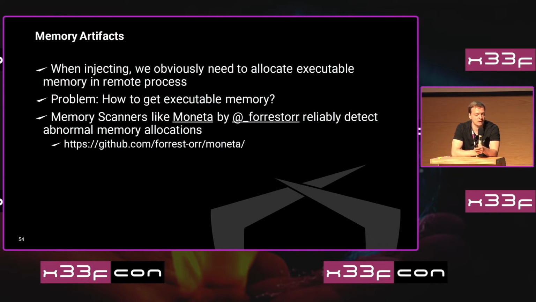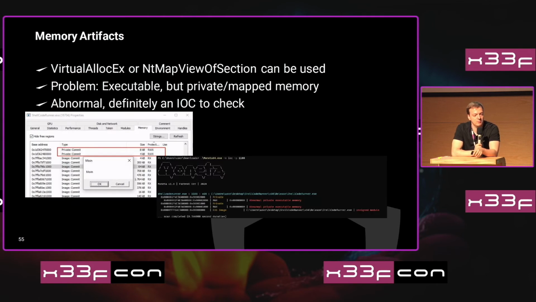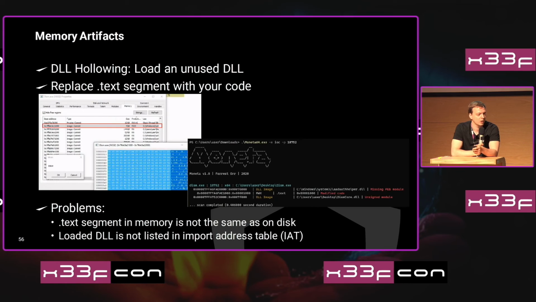The one by Moneta is really popular, and they're really good at detecting abnormal memory allocations. So for example, if you make use of VirtualAlloc or NtMapViewOfSection or whatever, Moneta is quickly complaining about, hey, there are 2 pages which are marked as executable, yet they are marked as private commit. What the fuck is this? That doesn't make any sense.